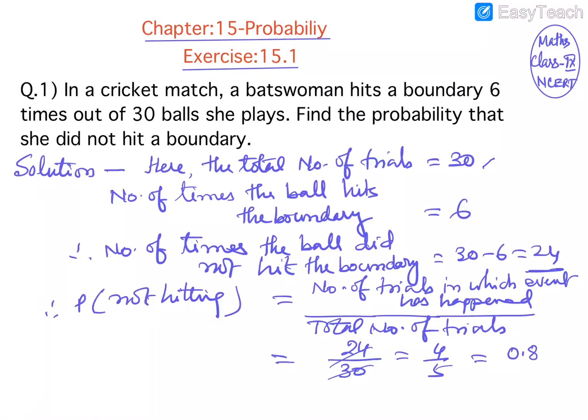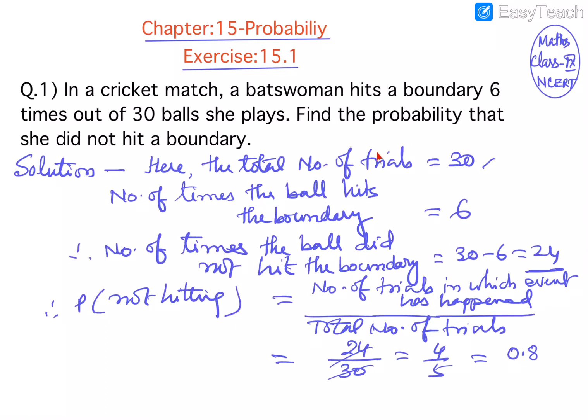Hello friends, through this video today we shall learn the questions of probability given in exercise 15.1. The first question is, in a cricket match a batswoman hits a boundary 6 times out of 30 balls she plays. Find the probability that she did not hit a boundary.